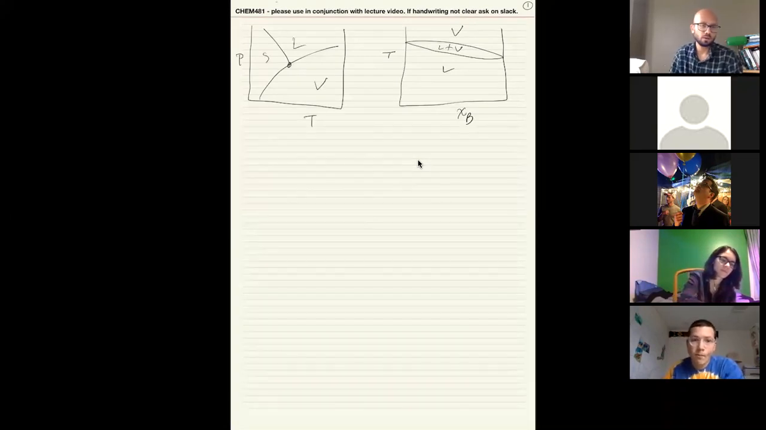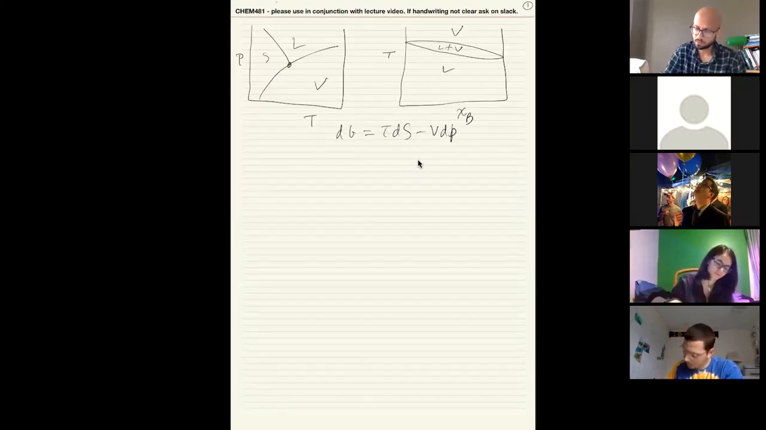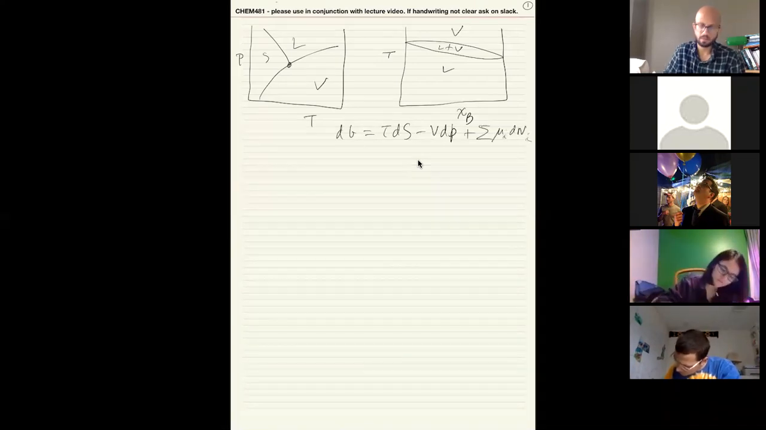due to free energies, how free energies talk to each other, how free energies move around, and that's all there is. The most important thing to understanding phase diagrams is to understand dG is equal to TdS minus VdP plus summation mu_i dn_i. This is really the heart of phase diagrams.